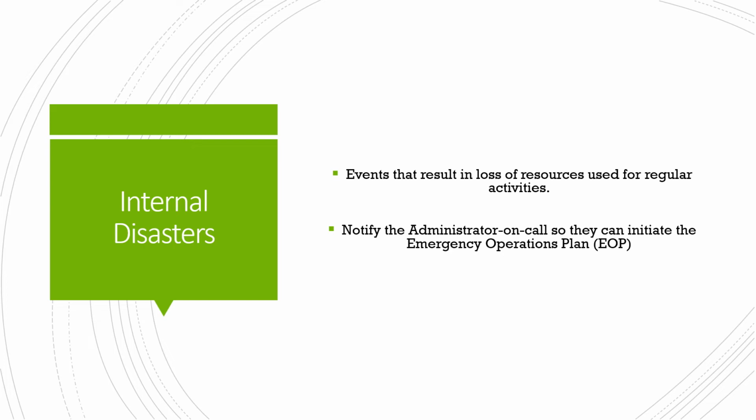Internal disasters are the events that result in loss of resources used for regular activities. So if there's an internal disaster within the hospital, let's say a water main breaks or something, so they have no water. The main thing is you call the administrator, and they can initiate the emergency operations plan. So every hospital is required by JCAHO to have their emergency operations plan so that they can snap into action.